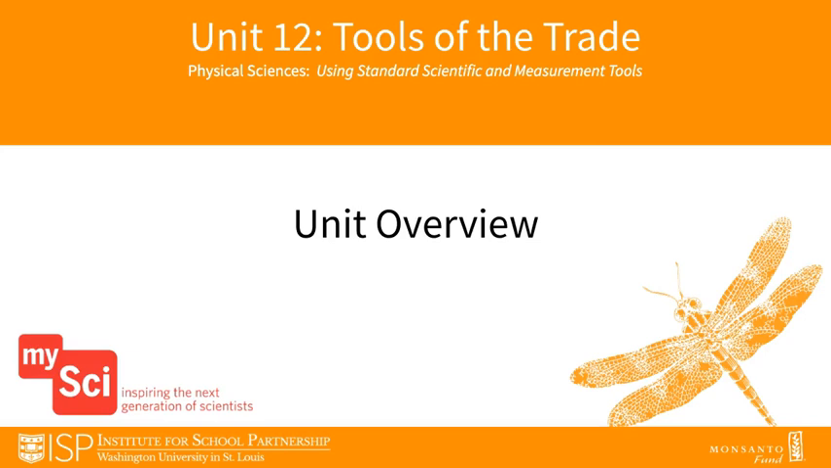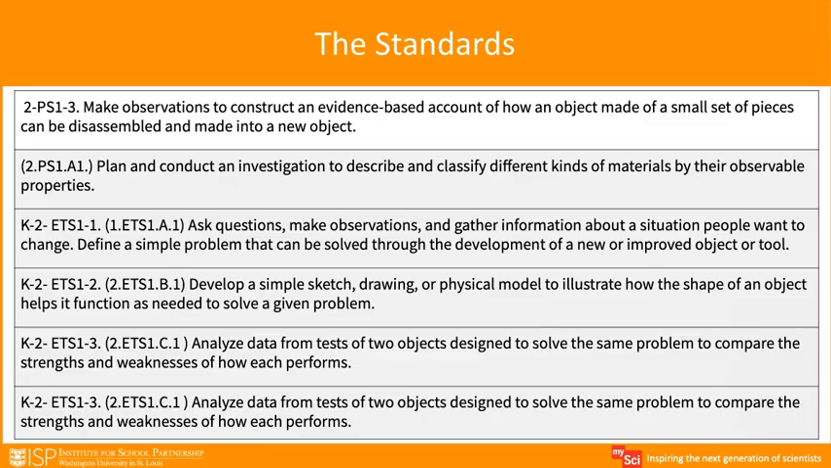Tools of the Trade is a physical science unit incorporating ideas about tools scientists use for measurement and observation. Let's look into the unit at a glance. This unit covers several second-grade engineering and physical science standards about observable properties of materials, parts of objects being reused to make something new, and problem-solving through engineering.